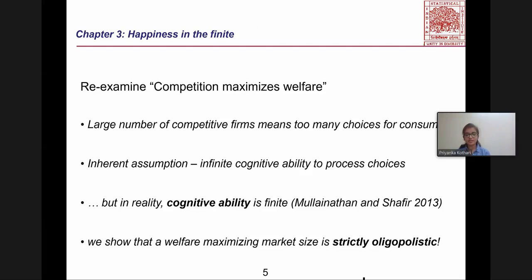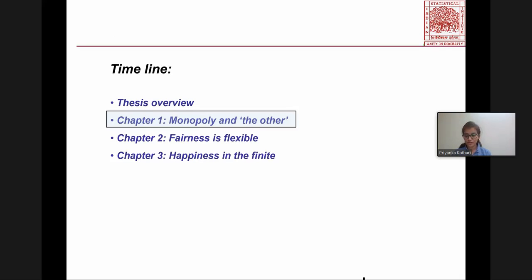But in reality, that is not the case. We do not have infinite cognitive ability to process all the information, as pointed out by Mullainathan and Shafir in their book Scarcity. So if such cognitive costs are present, we try to see whether competition maximizes welfare or not. And what we find is that the welfare-maximizing market structure is indeed strictly oligopolistic and not competitive. So let us go into detail of the first chapter. As I have summed up my three chapters briefly, that's what I have mostly done.